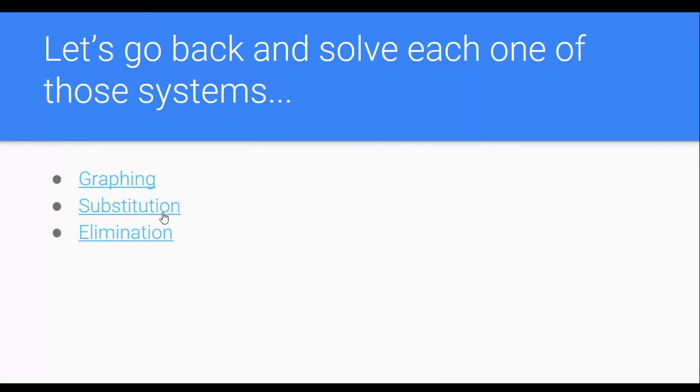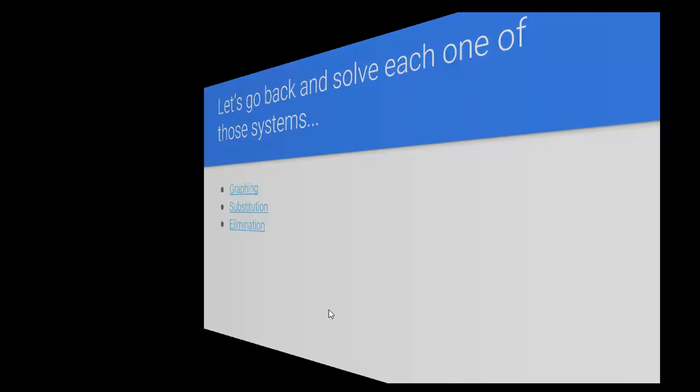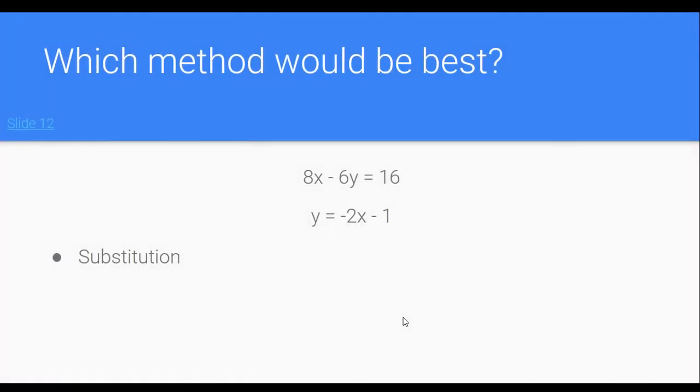Substitution, we actually ended up liking a lot, despite the fact that a lot of you think it's tedious. So here's our system that we decided was best for substitution. When you substitute, you're going to take one equation and basically put it inside of the other equation. You're taking your equation in slope-intercept form and putting it inside the equation in standard form. And the result is this. You're always going to have this set of parentheses. And then you solve it just like you would any other multi-step equation.